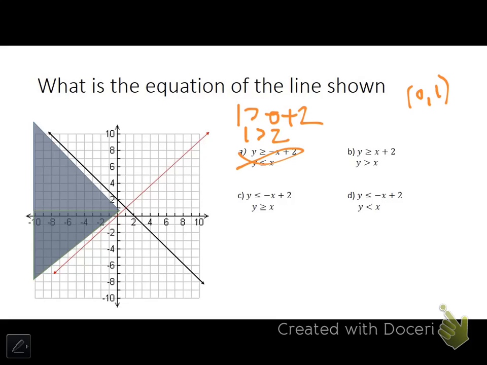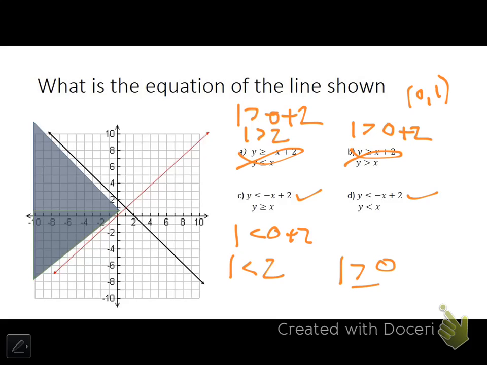Okay, let's plug it in for B. So 1 is greater than 0 plus 2, so that one didn't work either. So let's try C. 1 is less than 0 plus 2. 1 is less than 2, so that part worked, which is the same as that one. Now let's try the other one. So 1 is greater than or equal to 0, so C is my answer. I plugged in this point right here, 0, 1.